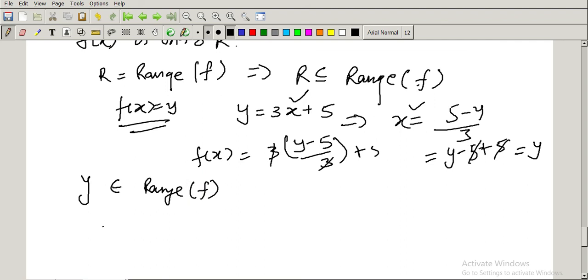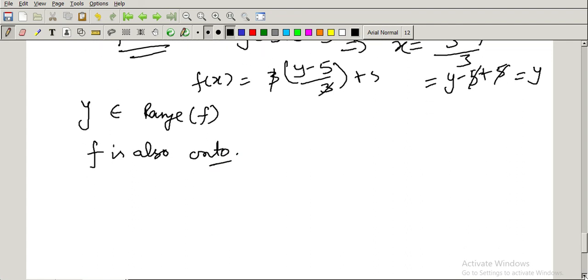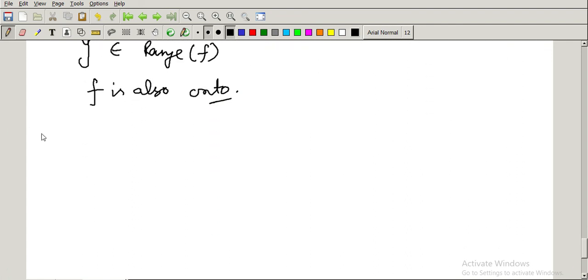So it proves that f is also onto, because this is the function, not the relation. f is also onto. So it's been proved that f is 1-1 and onto, and to find the inverse, now we find the inverse of x.